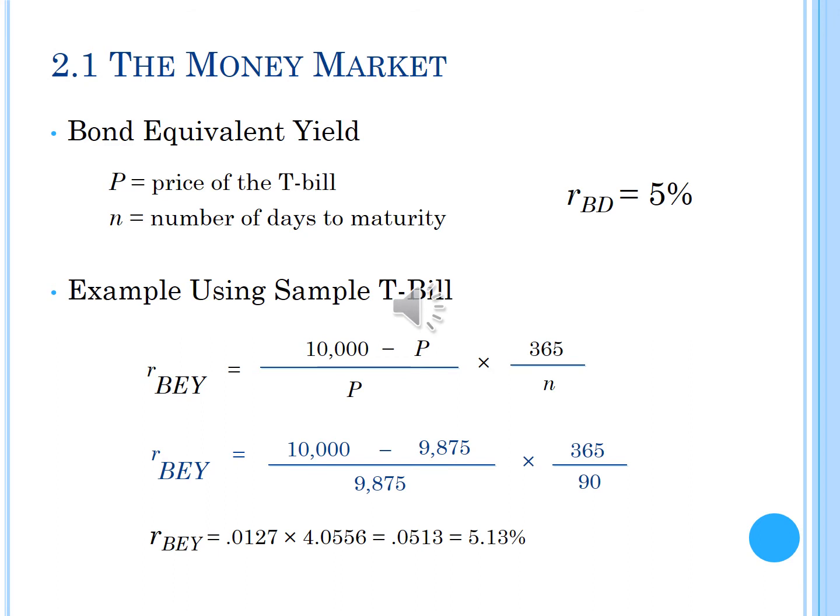So to find the bond equivalent yield using the numbers from our previous example, the past two slides, we can do this simple calculation. This time our formula changes to the par value minus price of the T-bill divided by the price of the T-bill. Then multiply that by 365 days this time instead of 360, and divide that number by n, which is the number of days to maturity. So again, using the numbers from our previous example, the bond equivalent yield would equal 5.13%.